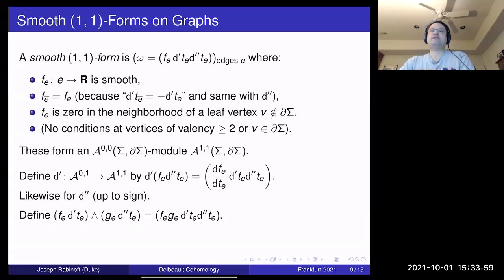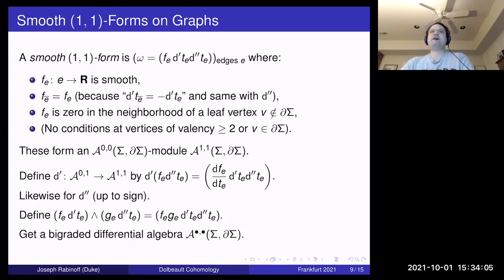All right, so now you can define wedge products of 1,0 forms and 0,1 forms in the way that you expect. And so when you put these all together, you get a bigraded differential algebra of smooth forms on a graph. And if you care, you can make this a sheaf of algebras on your graph. But that's not going to be important for this talk either. Okay. So I hope that you'll agree that these are very concrete things.